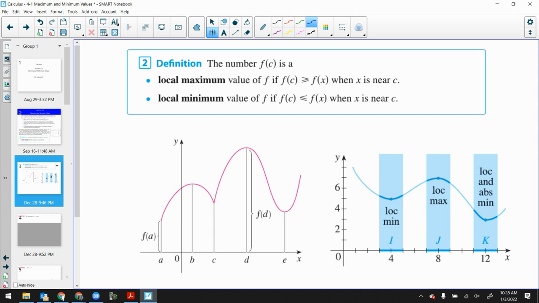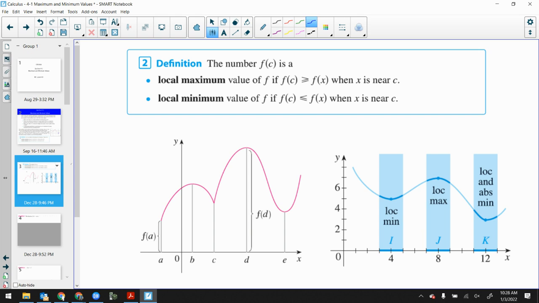Both left side and right side, and that's an important distinction as well. For a local minimum, it's the same thing, but the y values just have to be smaller than any other y values around c. Okay, that is what it means to be a local maximum or local minimum. Like here, this would be a local maximum. This would be another local maximum. This would be a local minimum. This would be another local minimum.